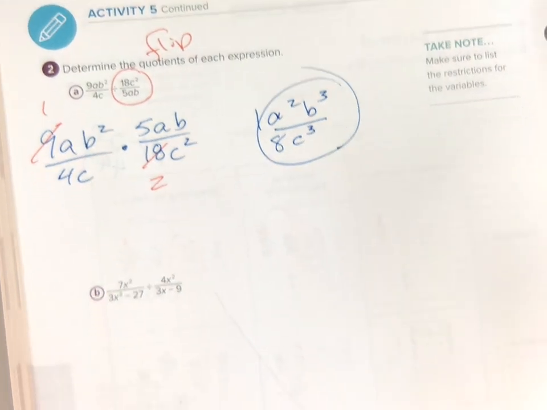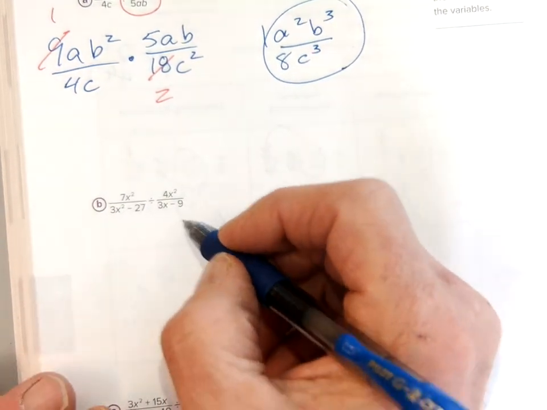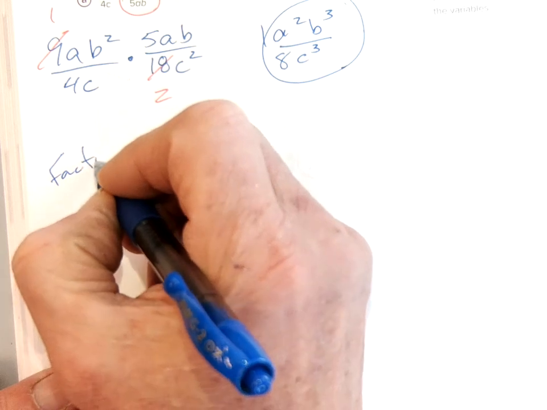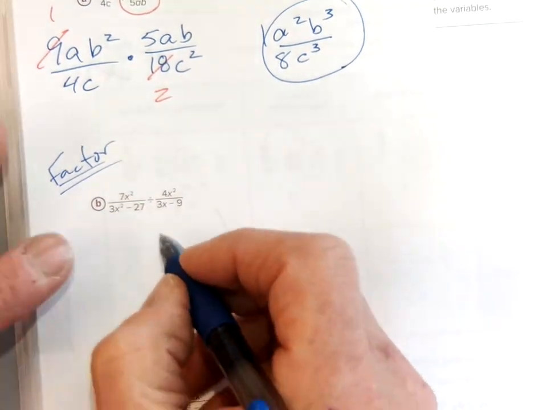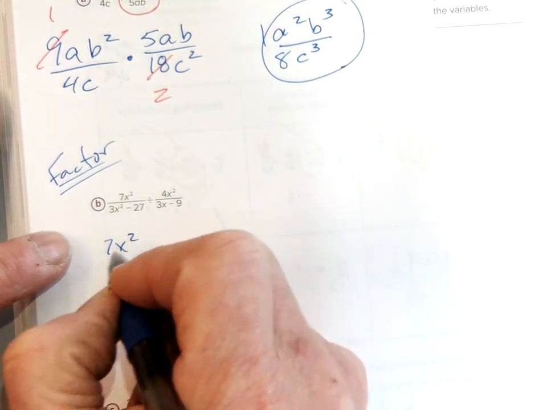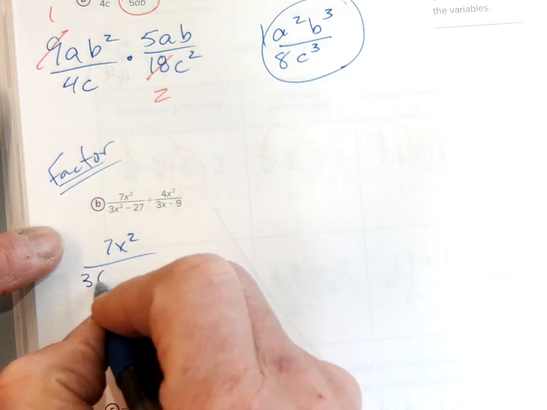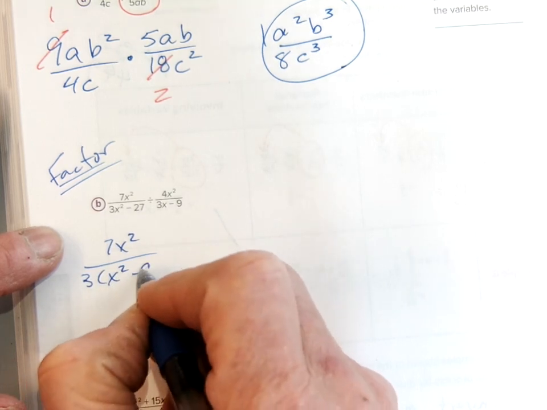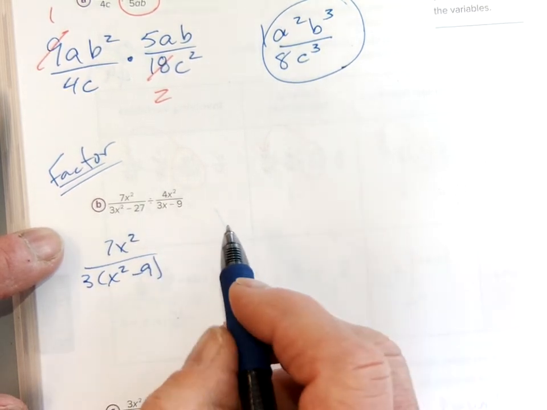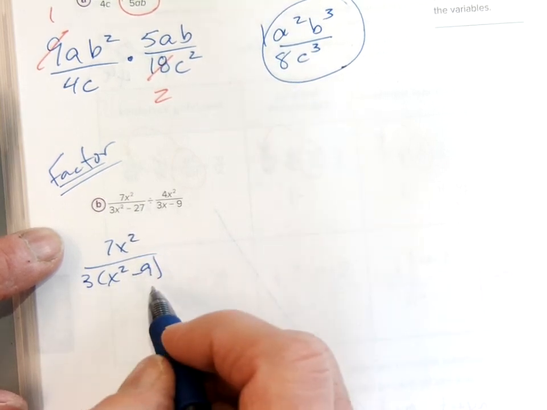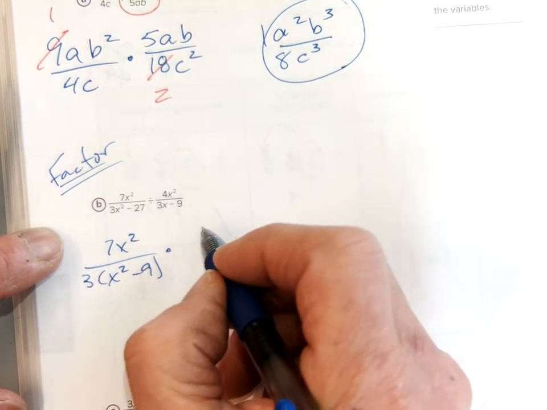Now let's do b. I want to do b. So I suggest we factor. This was a lot like our multiplication we talked about the other day. So I'm going to go 7x squared over, I'll take out a 3 and I'll have an x squared minus 9. Okay, common factor out of 3. I could probably factor that again, but let me flip this one.